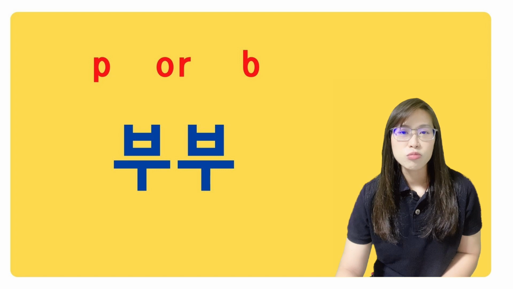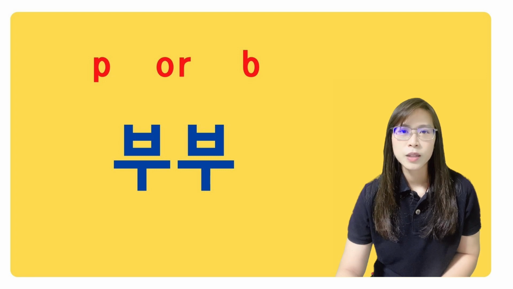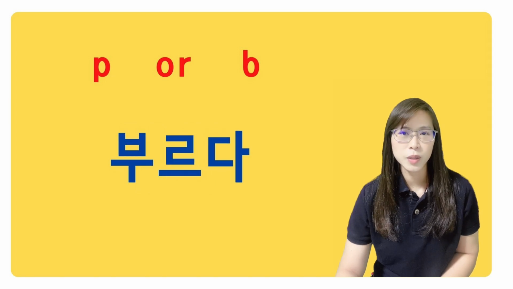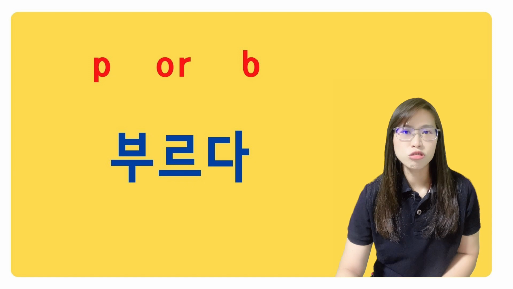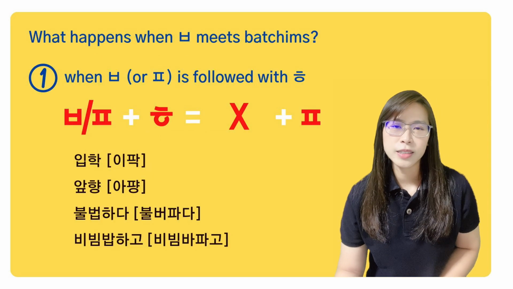Next one. Try it. There you go. 부부. Although they have the exact same characters, it's not bubu, but 부부. 부부 is like husband and wife, a married couple. P-U-B-U. Very good. Next one. How about this one? 부르다. 그죠? 부르다. Very good. Alright, so let's look at some other rules.